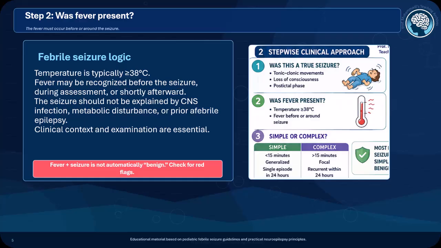However, fever plus seizure does not automatically mean a benign febrile seizure. A child with fever and seizure may also have meningitis, encephalitis, a metabolic disturbance, or another acute neurological problem. This is why the clinical context and physical examination are essential. The clinician must look for signs of central nervous system infection, persistent altered consciousness, focal neurological findings, or other warning signs. In other words, fever supports the diagnosis, but it does not replace clinical judgment. Next slide.